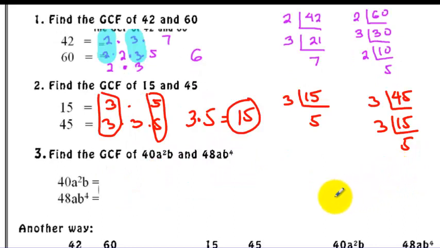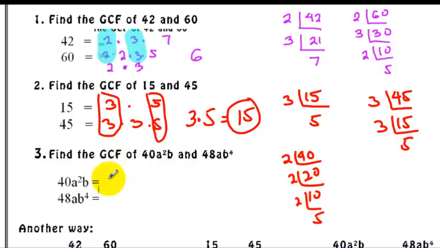Next example. I have 40a squared b. Let's find the prime factorization of 40 first. Divide by 2, we'll get 20. Divide by 2 again, we'll get 10. Divide by 2, we'll get 5. So we have 2 times 2 times 2 times 5. Now a squared is a times a, and then times b.